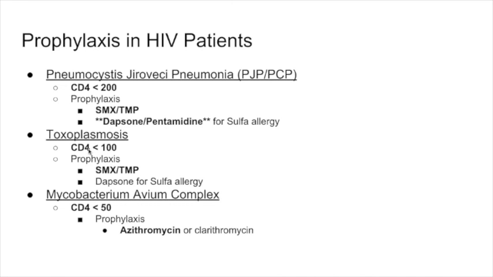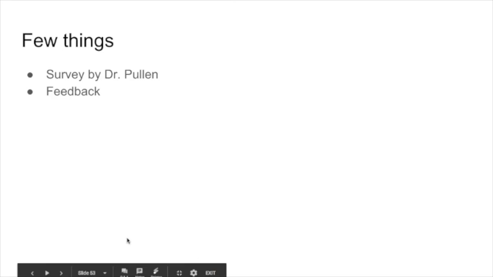Toxo, you prophylax if the patients have CD4 less than 100, and you also give Bactrim, and dapsone if patients have a sulfa allergy. MAC, you prophylax if the CD4 is less than 50, and for the prophylaxis you give azithromycin or clarithromycin. So that really ends our last section of the last review session of the year.